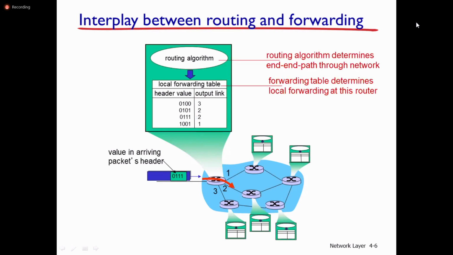Routing algorithms basically determine the end-to-end path through the network. Here end-to-end is nothing but node-to-node, whereas end-to-end in the transport layer means process to process. So routing algorithms determine the end-to-end path through the network, which path the datagrams have to travel. The forwarding table determines local forwarding at this router. So at every router, forwarding takes place based on the header value of the input message.